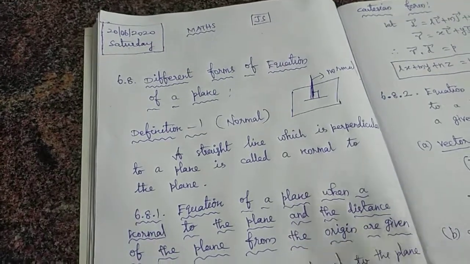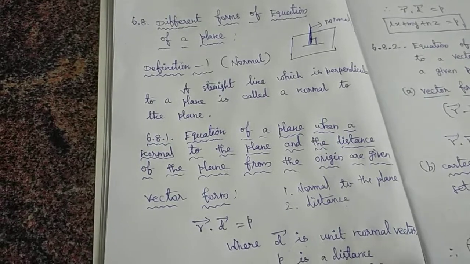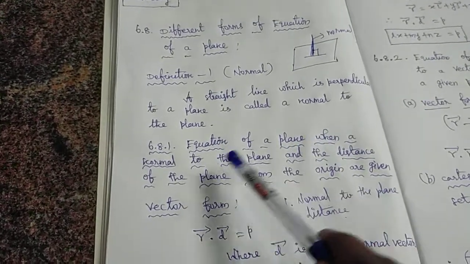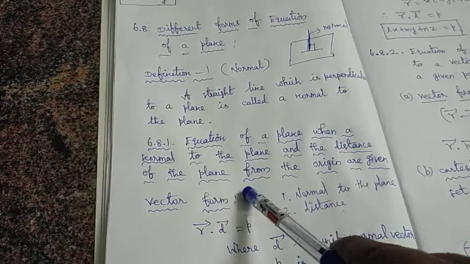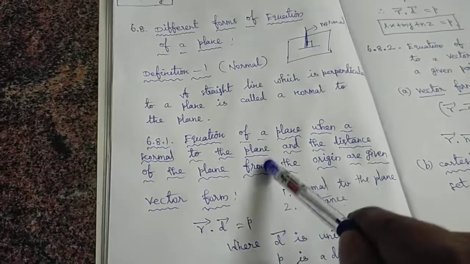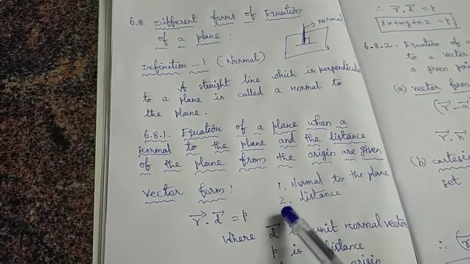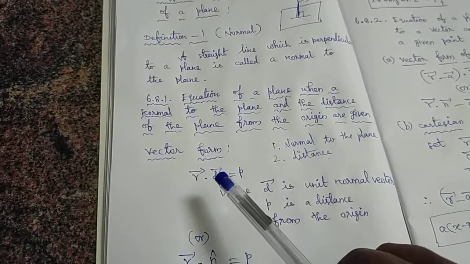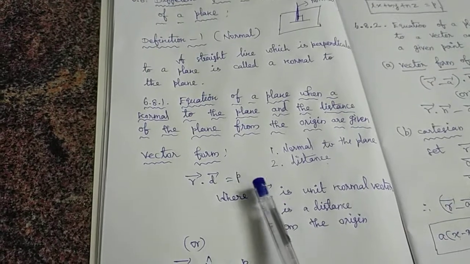Can you understand, children? Let me show some formulas we used in the exercise. Equation of a plane when a normal to the plane and the distance of the plane from the origin are given. There are two givens in this situation. First one, normal to the plane; second one, distance. In vector algebra there are two forms: vector form, and second one, Cartesian form. Let me see one by one.